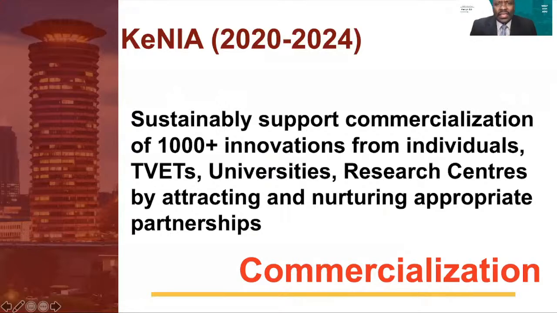So between the year 2020 and 2024, we are looking to support, as an agency, the sustainable commercialization of more than 1,000 innovations from either individuals or institutions across the country. And how we're going to do that is by attracting and nurturing appropriate partnerships. So when I come in here and engage Meru University, I see myself as a partner. And the next question is, which other partners can we bring together? And we work together to try and commercialize as many ideas as possible. So count me as a strong supporter of the process of commercialization.